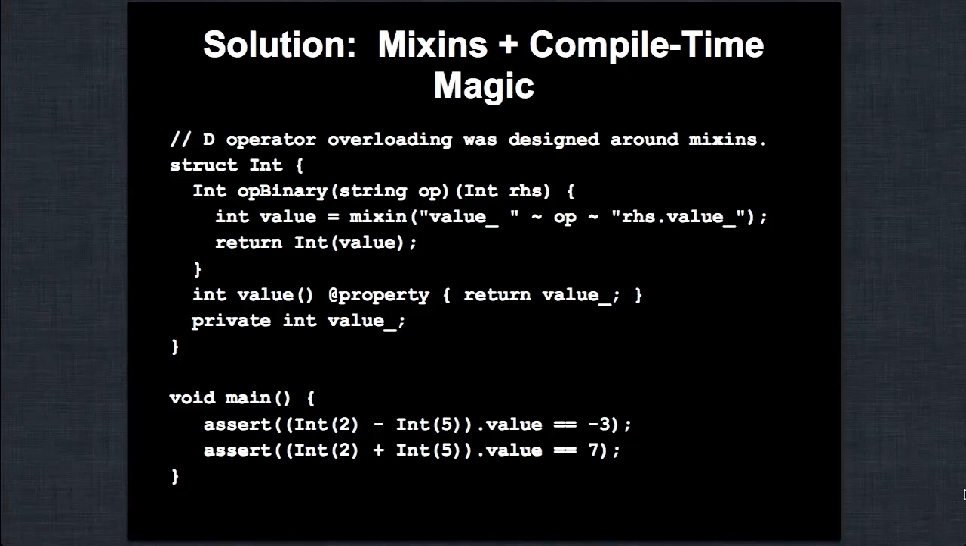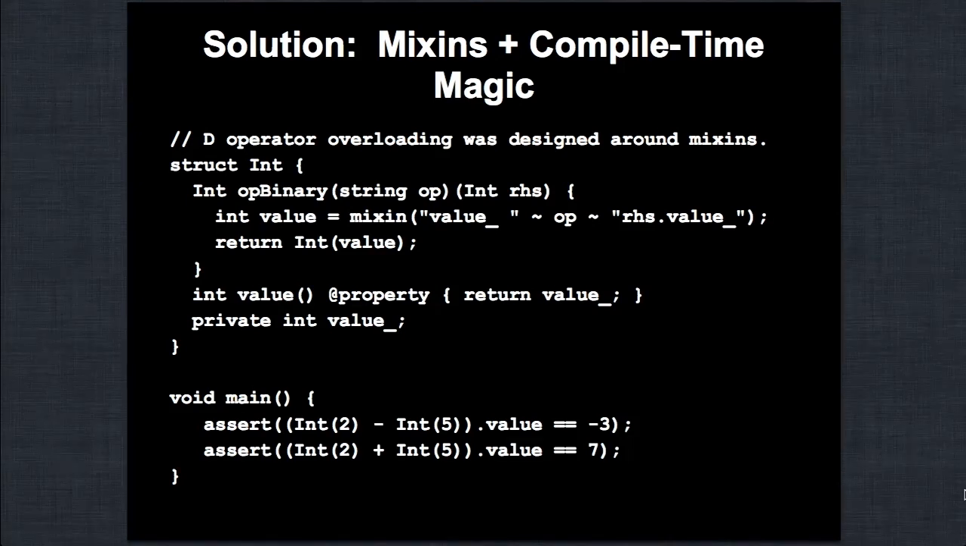So if we want to subtract 5 from 2, we create a user-defined int with 2. Subtract 5 from it. That calls op binary instantiated with a minus sign. The minus sign gets mixed in for op here, and it comes out to -3.